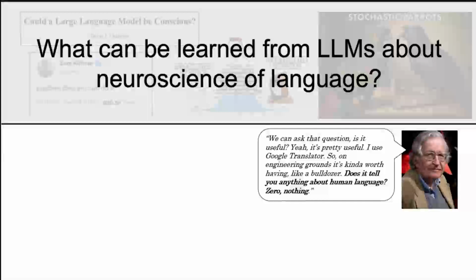We can ask the question, is it useful? Yeah, it's pretty useful. I use Google Translate, right? These models are useful. So on engineering grounds, it's kind of like having a bulldozer. Does it tell you anything about human language? Zero, nothing. Okay, so this is a very extreme point of view that's saying large language models don't tell us anything about human language. They're just cool engineering things.